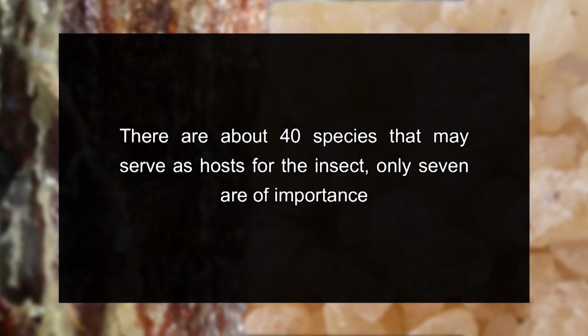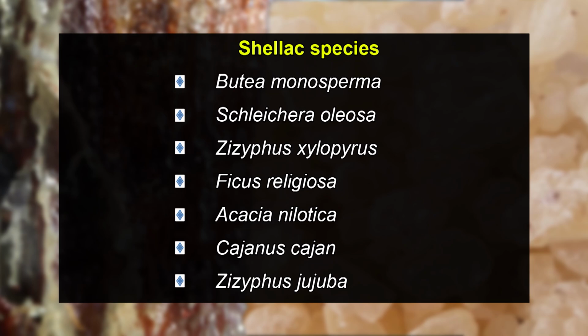Although there are about 40 species that may serve as hosts for the insect, only 7 are of importance. These are often cultivated. They include Butea monosperma, Ziziphus xylopyrus, Ficus religiosa, Acacia nilotica, Cajanus cajan, and Ziziphus jujuba. Butea monosperma was used as a host as early as 250 AD.